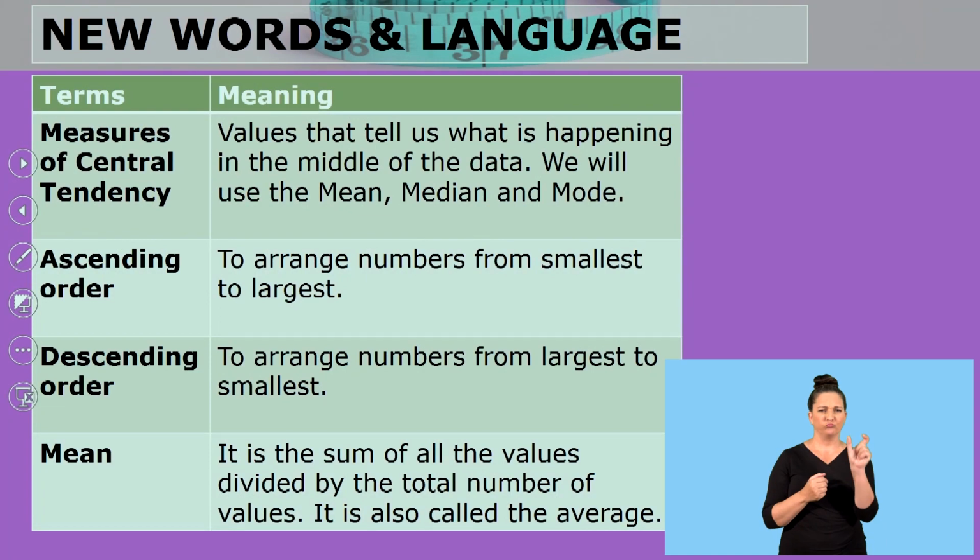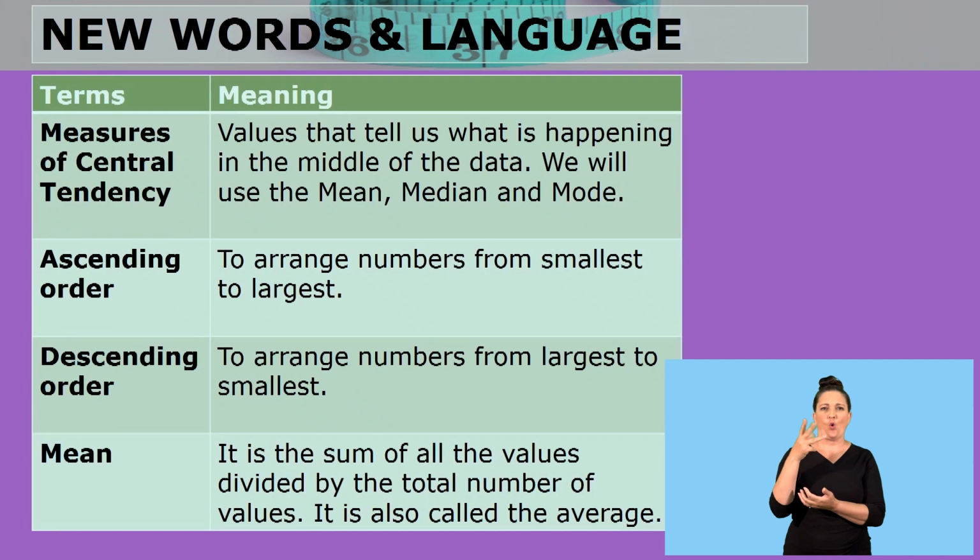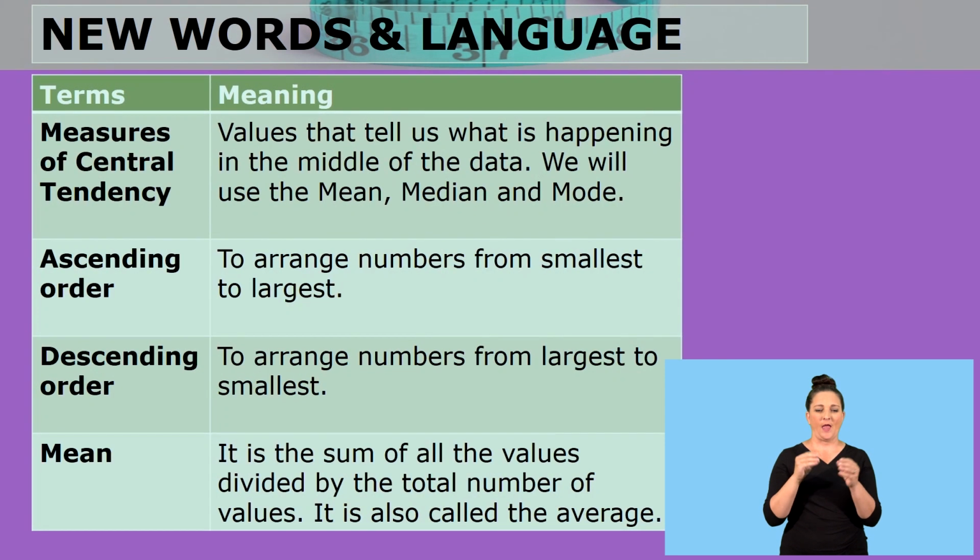New words and language that we will discuss. Measures of central tendency are the values that tell us what is happening in the middle of the data. Here we will use the mean, the median, and the mode. Ascending order is to arrange numbers from smallest to largest. Descending order is to arrange numbers from largest to smallest. Then we have the mean. It is the sum of all the values divided by the total number of values. It is also called the average.